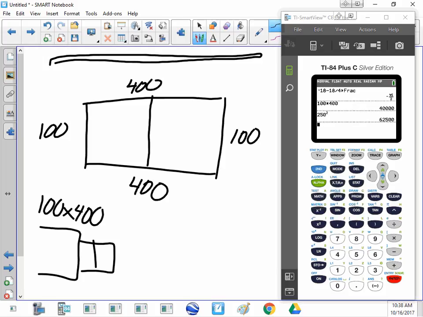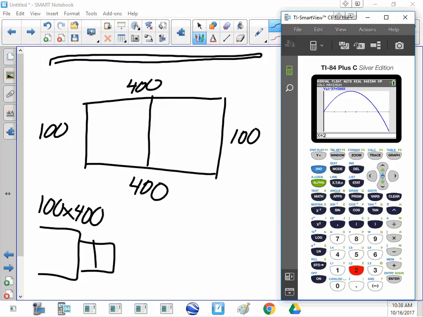And on that graph, when we found the maximum, so 200, 300, and 250, the y value will actually be the area, if I could type it in right.